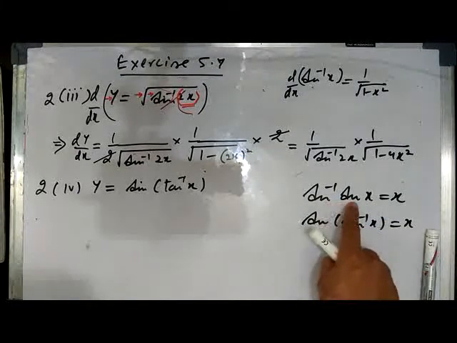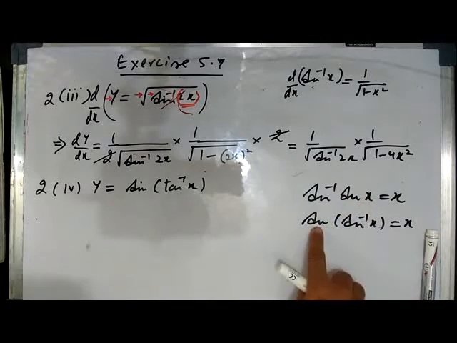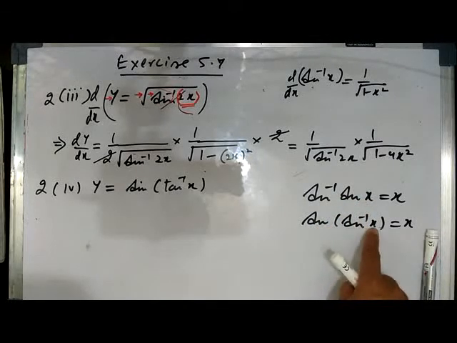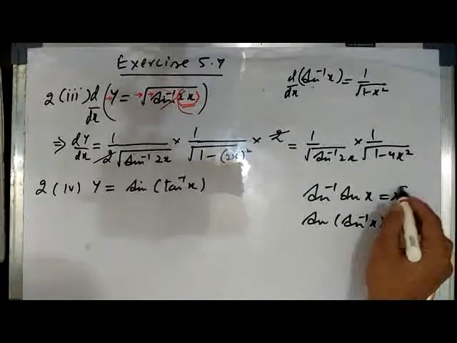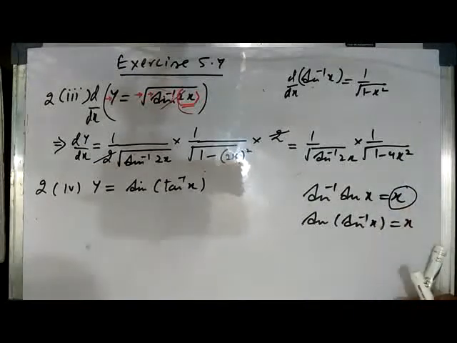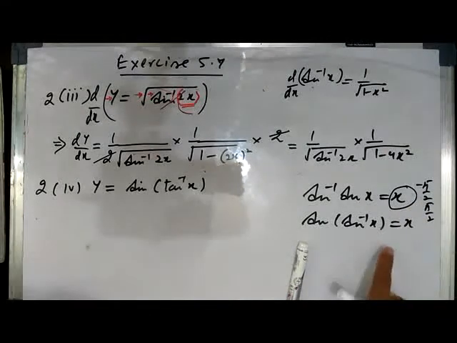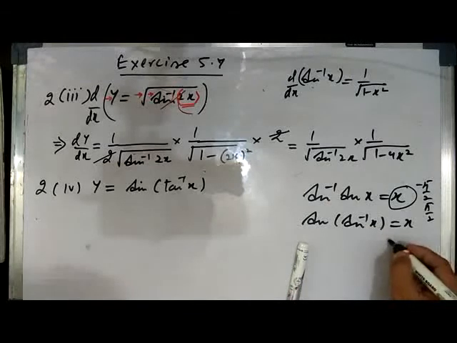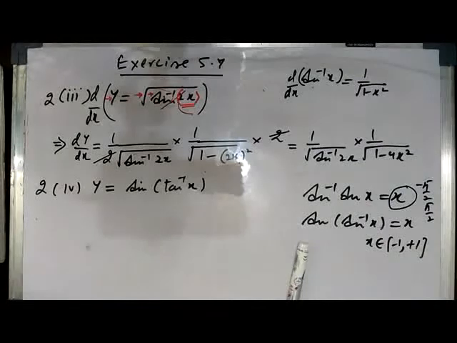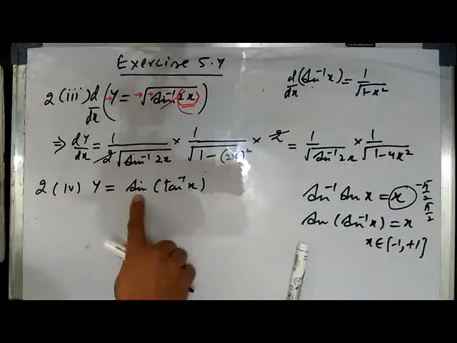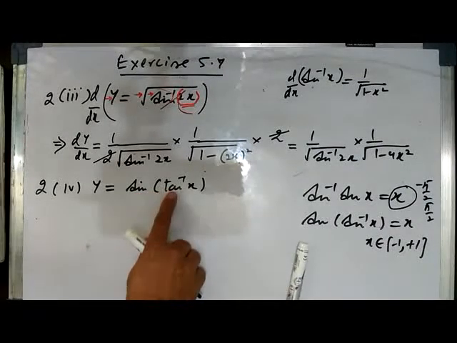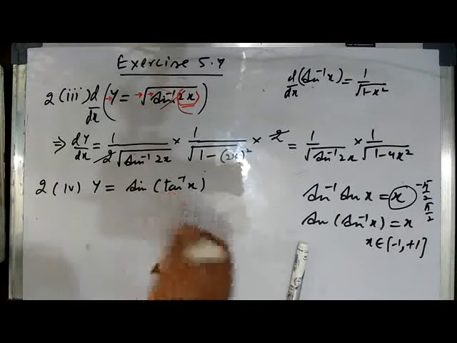So they neutralize each other. Here x is an angle and they neutralize each other. Here x is a value. So here x has a value, being an angle from minus pi by 2 to pi by 2, and here x being a value, x belongs to minus 1 to plus 1. So if outside we can't do anything, inside we are able to change this into sine inverse x.